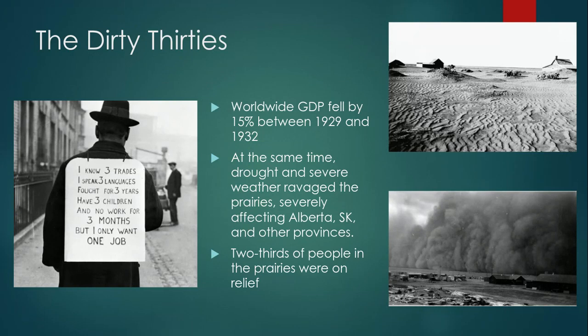You also have drought coming and severe weather ravaging the prairies, especially affecting places like Alberta and Saskatchewan, in Canada at least. So the 30s were also called the Dirty 30s. These images on the screen here, this is from Canada. These dust storms were typical. You can imagine, you're not going to be getting good harvests in this type of time. Two thirds of the people in the prairies were on relief during this.